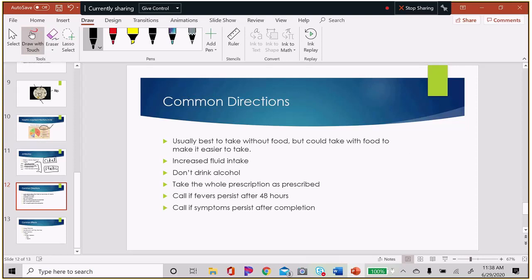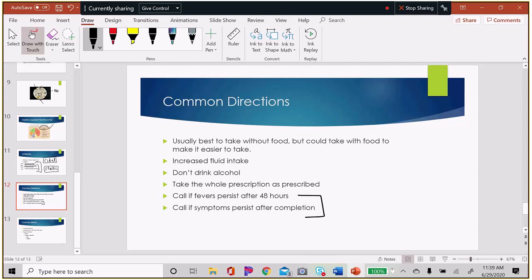The last two are reasons why we might suspect that the antibiotic wasn't the correct choice. Maybe the person is actually resistant to the antibiotic that was chosen. So if they have a fever that persists past 48 hours, then the question is whether or not that's the right antibiotic, so they should call.